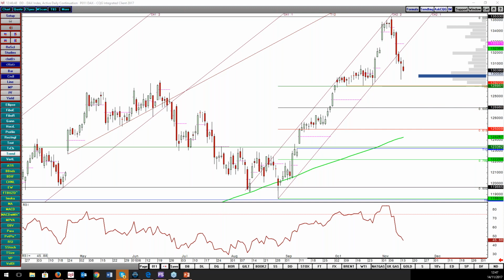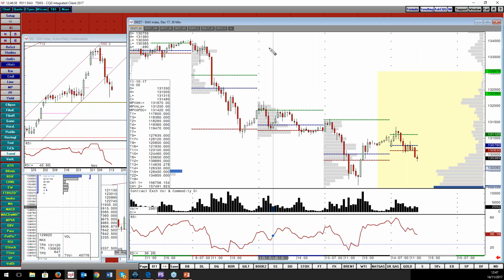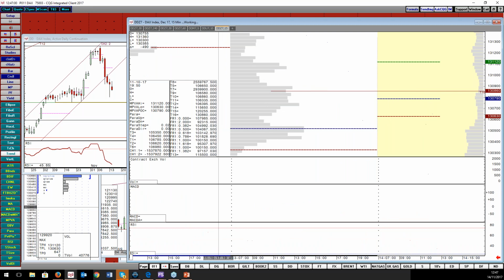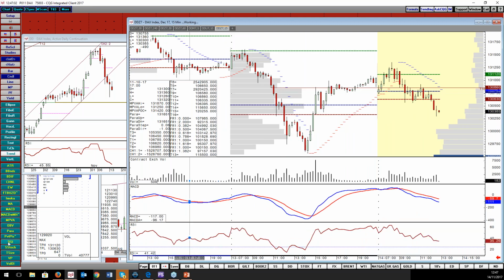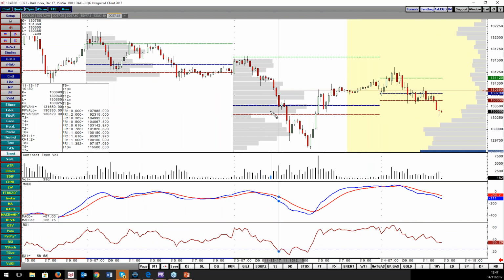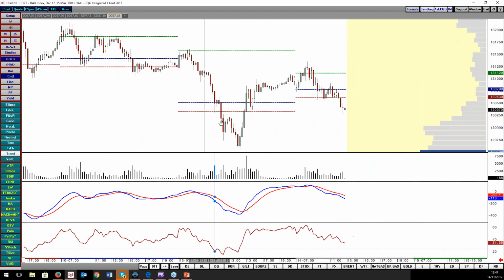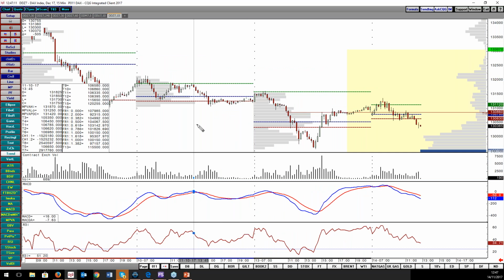Looking at the 15-minute chart of the DAX, is that an inverse head and shoulders pattern? Let's have a look, shall we? 15-minute chart, okay. Let's get rid of the parabolic signals. Right, so on a 15-minute chart in the DAX, is that an inverse head and shoulders? Potentially, we have something like that.